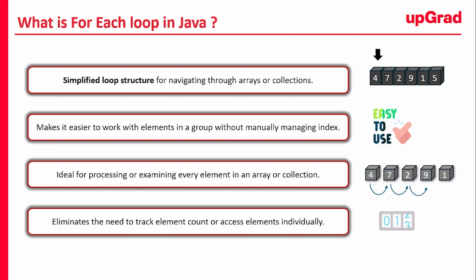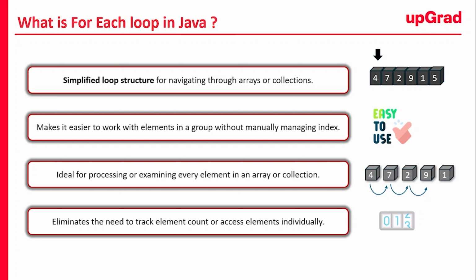So, basically, the for each loop in Java is a special type of loop used to easily go through each element in a collection, like an array or a list, without needing to worry about how many elements there are or how to access each one individually. So there is no point of having an index over here.